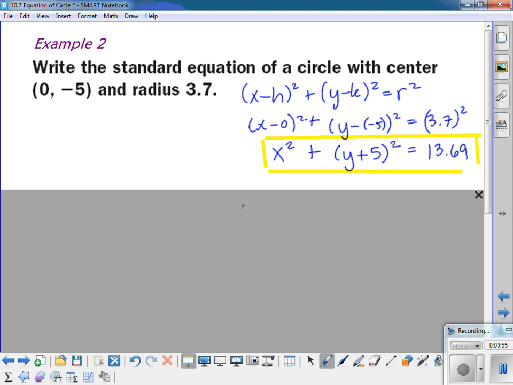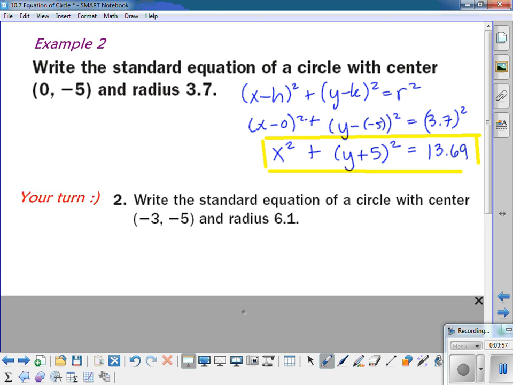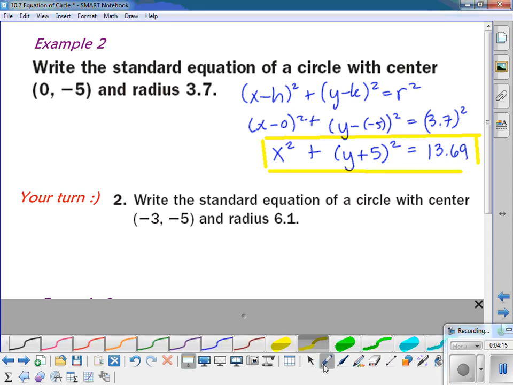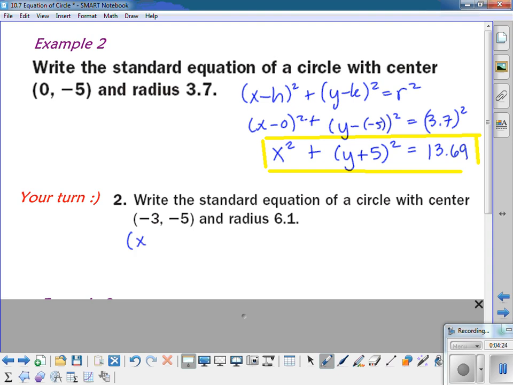Yes. All right, so here's one for you guys to try on your own. Write the standard equation of a circle with a center at negative 3, negative 5, and a radius of 6.1. Okay, so we had x minus negative 3, so that becomes x plus 3 squared. y minus negative 5 becomes y plus 5 squared, and then 6.1 squared was 37.21, right? Okay.